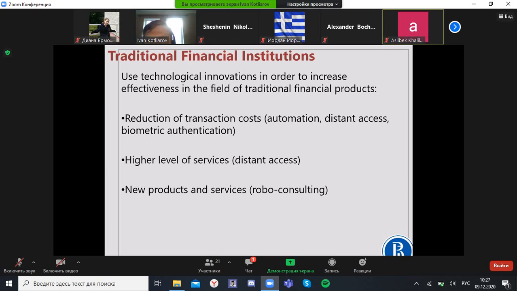Yes. Asilbek, could you please explain? It is a certain percent of expenses which is incurred in case we transfer a certain amount of money from one bank or from one person to another.